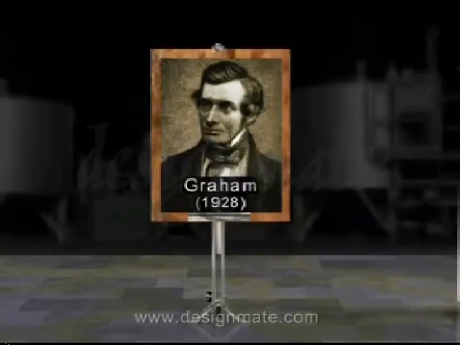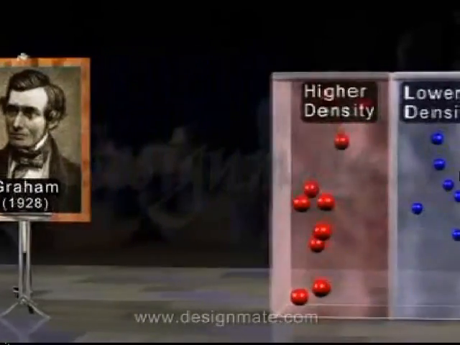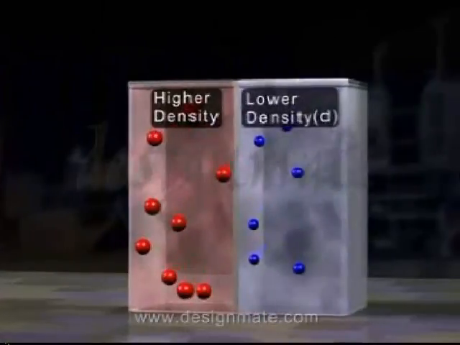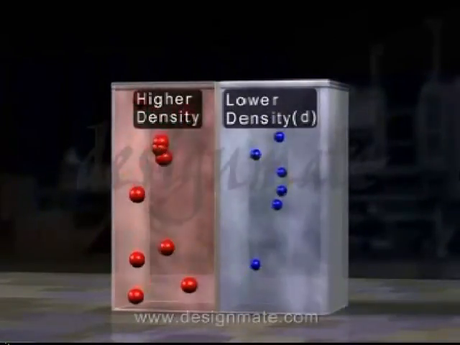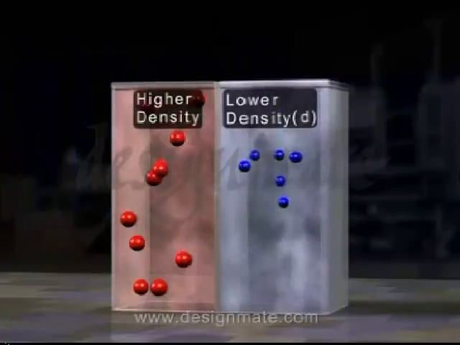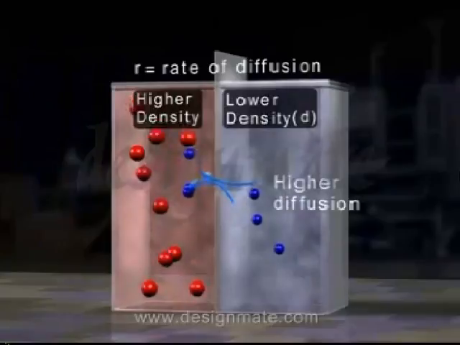In 1928, Graham studied the diffusion rates and proved experimentally that the rate of diffusion of a gas and the density of the gas are related with each other. A gas having lower density diffuses at a higher rate.